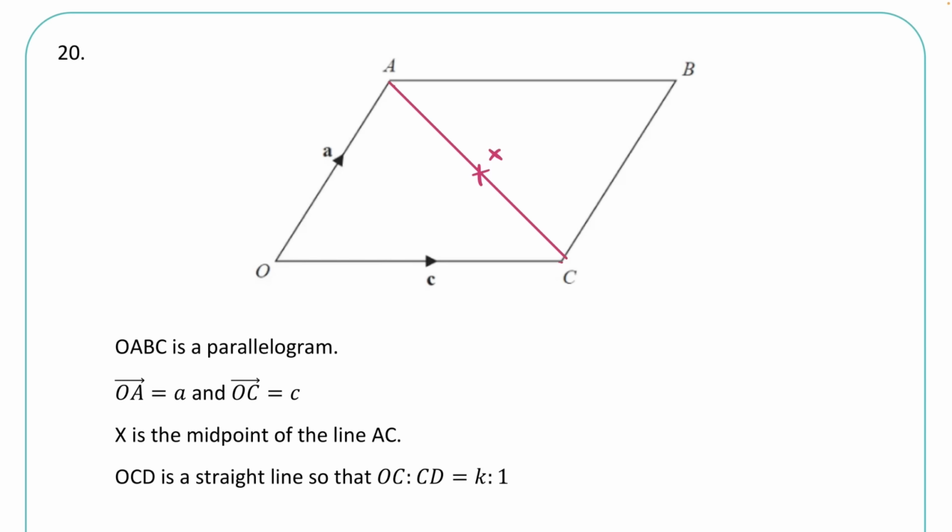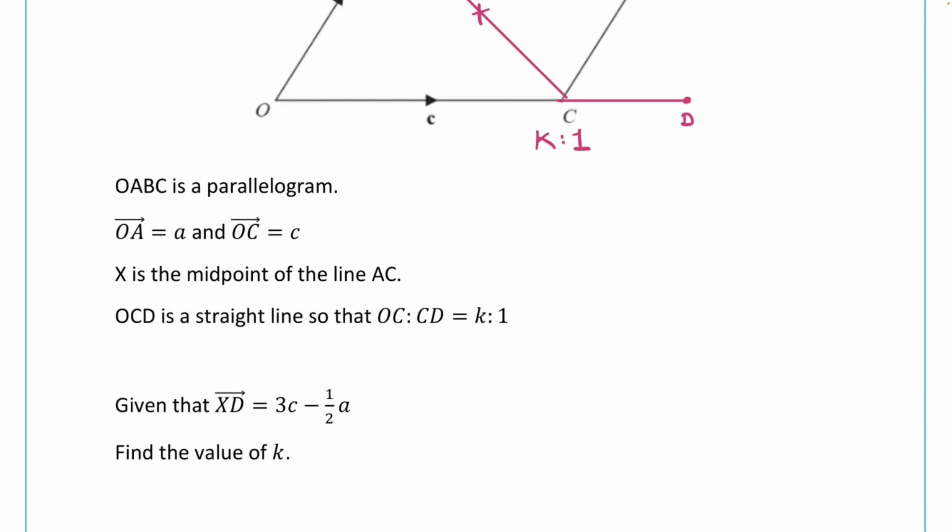OCD is a straight line, so that O to C, C to D is K to 1. So it's saying that this line O to C is extended, and somewhere over here, doesn't really matter how far in terms of our drawing, but somewhere over here there is a point D. And it says that O to C, C to D is K to 1, so the ratio of the two sides there. It also says, then down below, given that X to D is 3C minus a half A, find the value of K. Okay, so it wants us to find the value of that ratio.